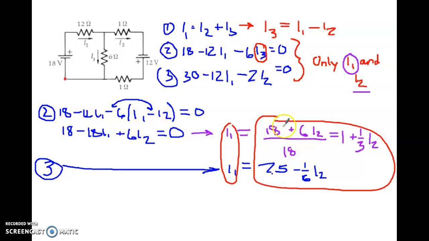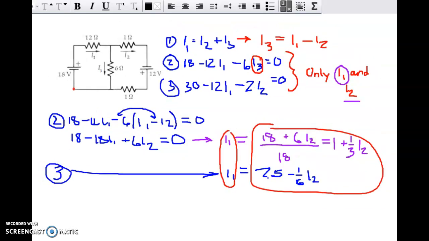Now, when I do this, I'm going to get 3 numbers. I'm going to get I2 first of all. I'm going to be able to plug that back into this third one, for example, to get I1. Then I'm going to be able to plug both of those back into the first one to get I3.